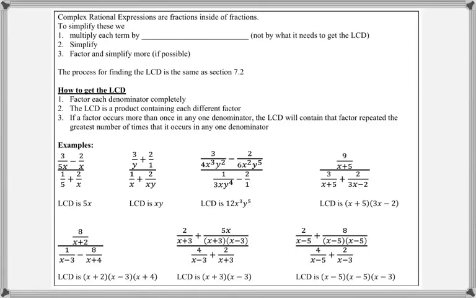Section 7.3 is on complex rational expressions. Complex rational expressions are really just a fancy name for fractions inside of fractions. To simplify these, we need to multiply each term by the LCD of all of the fractions.